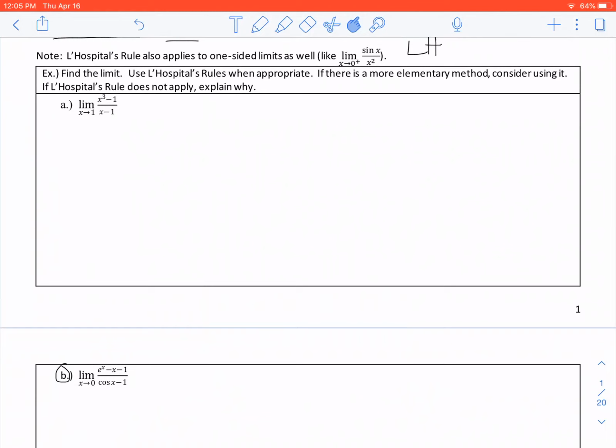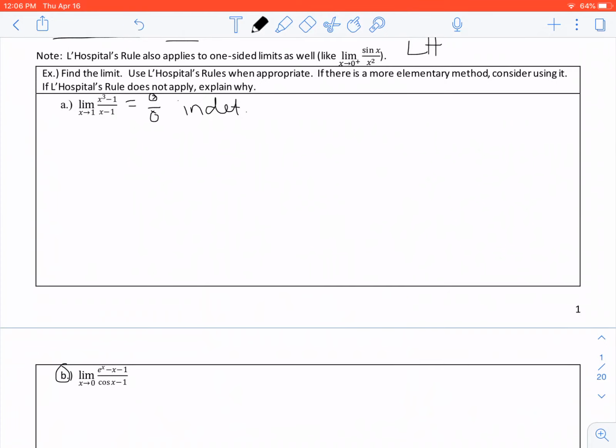First example here says find the limit. Use L'Hopital's rule when appropriate. If there is a more elementary method, consider using it. If L'Hopital's rule does not apply, explain why. So for this one, the first thing we're going to do is just direct sub. If you substitute in 1, you're going to get 0 over 0, which is indeterminate. And it's of that form that we can use L'Hopital's.